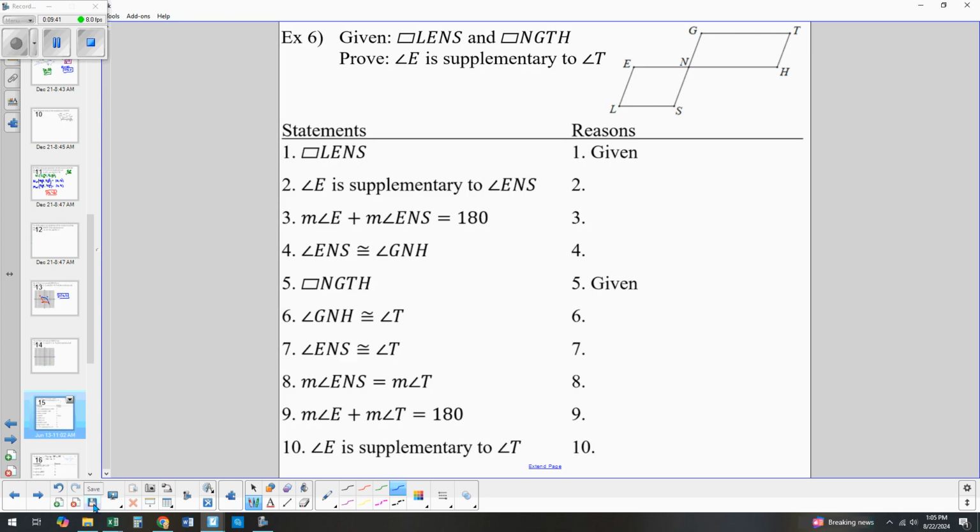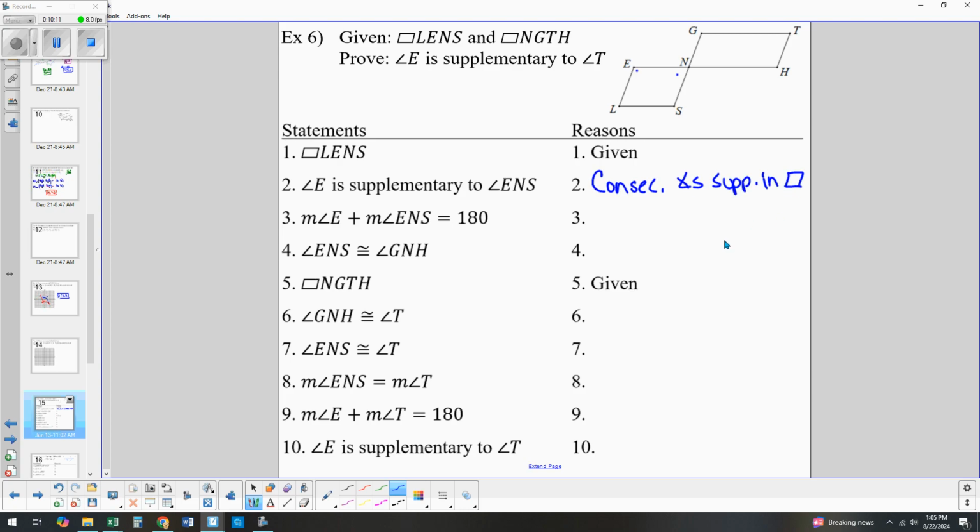And of course, we wouldn't complete a lesson without a proof. So here we are given that we have 2 parallelograms. We're given parallelogram LENS and parallelogram NGTH. So if I start with parallelogram LENS, we know that angle E is supplementary to angle ENS, this angle here and this angle here, because the consecutive angles are supplementary in a parallelogram.